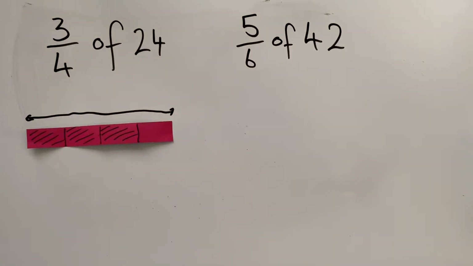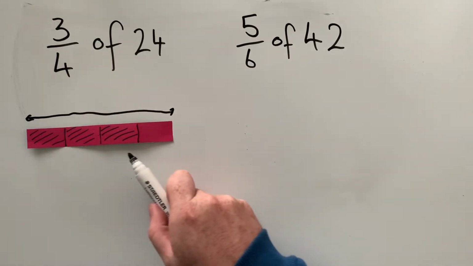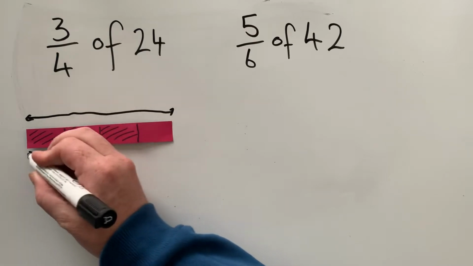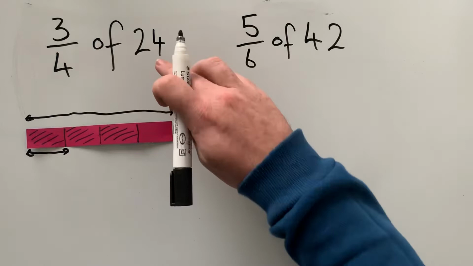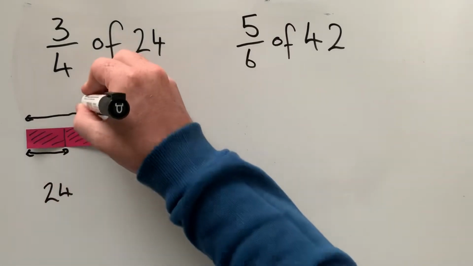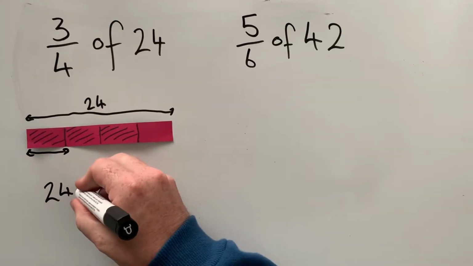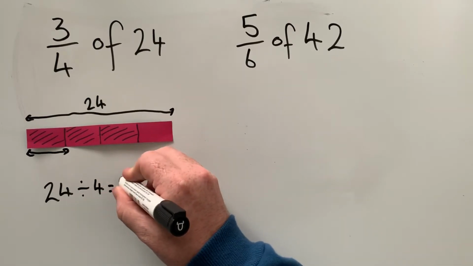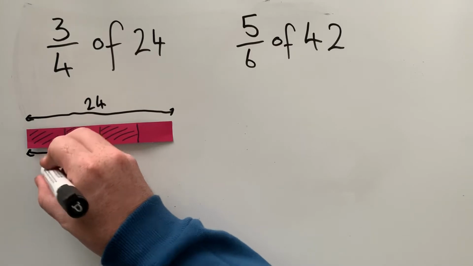So we need to find out not just how much fits into each group, but how much will then fit into all of these 3 groups. So we'll start off just by finding how much fits into one group. So 24 shared equally into 4 groups equals 6. So there is 6 in one group.